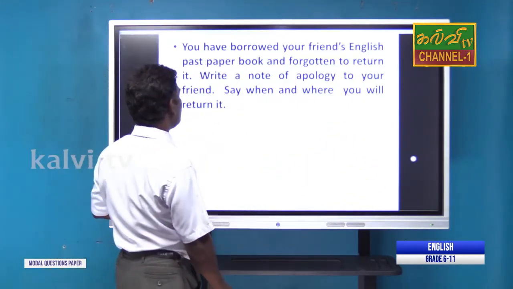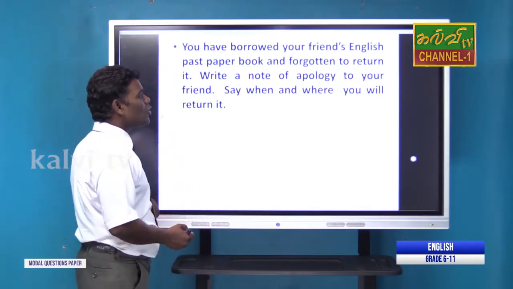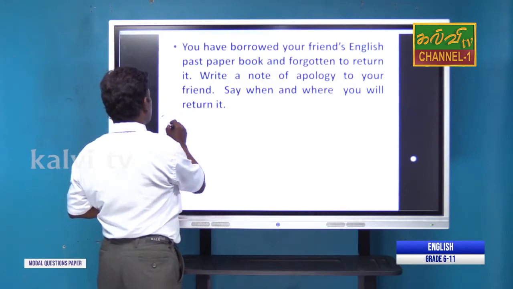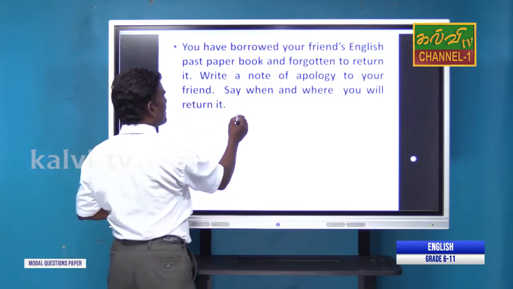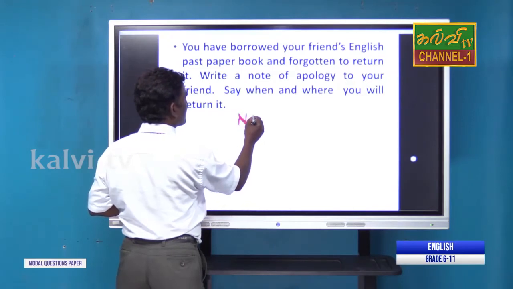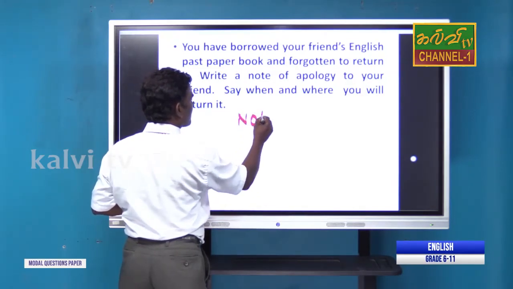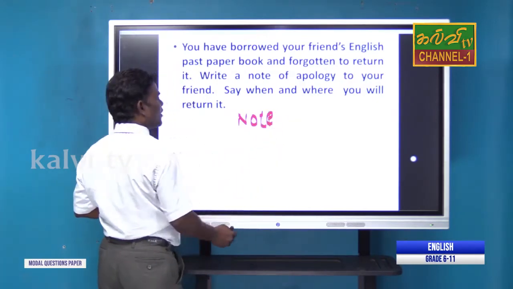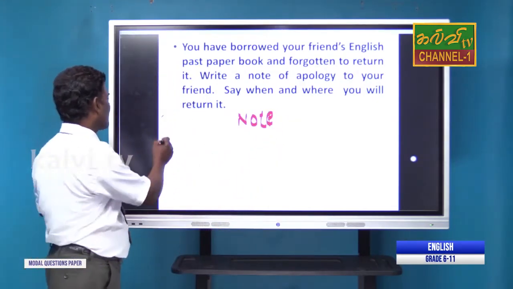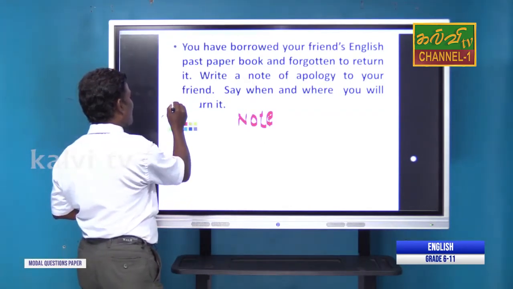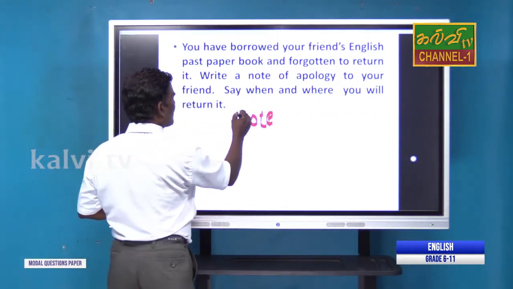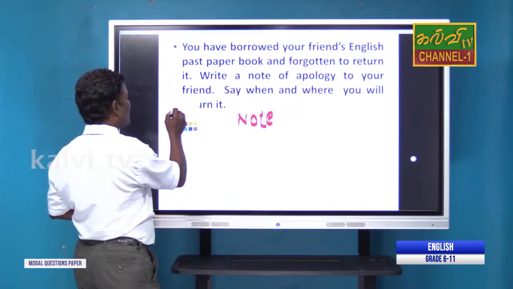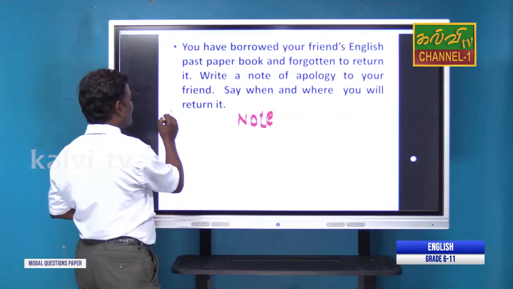Dear students, we can see this part is based on note writing, N-O-T-E, note writing. Not right, N-O-T-E, not N-O-T. In the note writing, what will you do? In the note writing, you want to consider this idea.